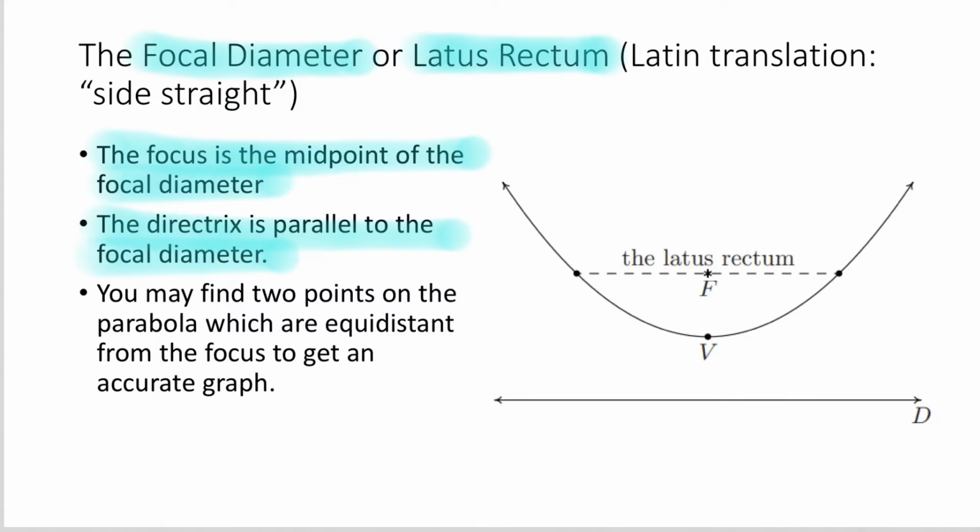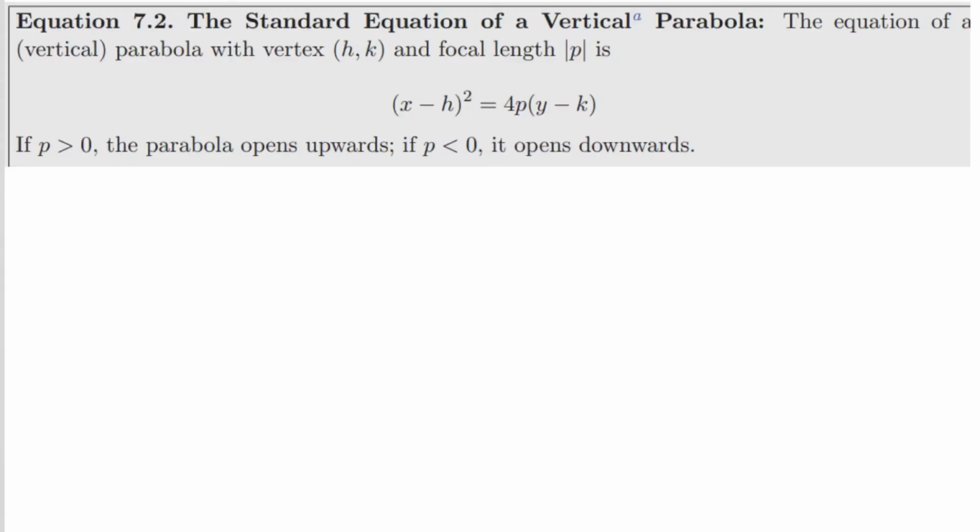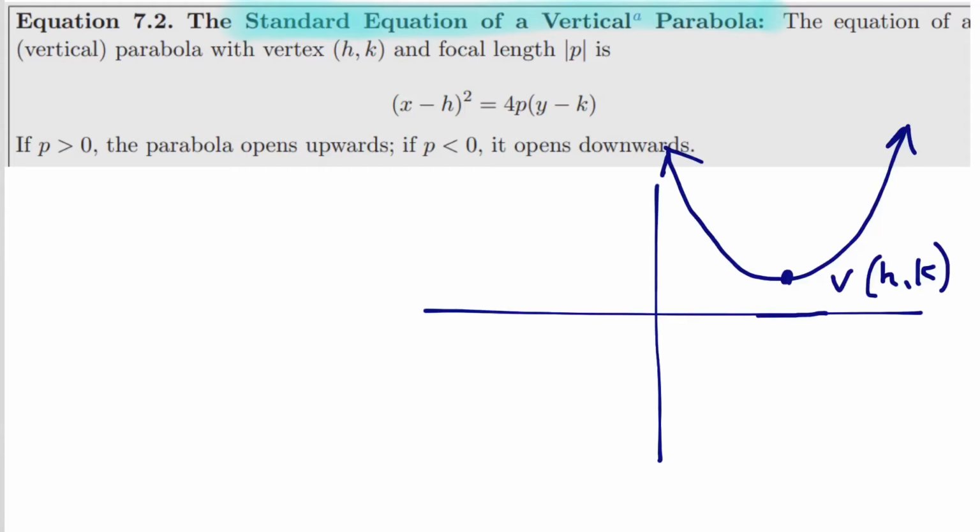A lot of times we will use the focal diameter to find two points on the parabola, which are equidistant from the focus, so that we can use those two points to get an accurate graph, so we can get the width of the parabola plotted accurately. So we'll have these two points, and then we'll have the vertex, and we can draw an accurate graph. Next, we're going to talk about the standard equation of a vertical parabola. So what we mean by a vertical parabola is that it'll be an upward facing or a downward facing parabola. Downward facing would look like this.